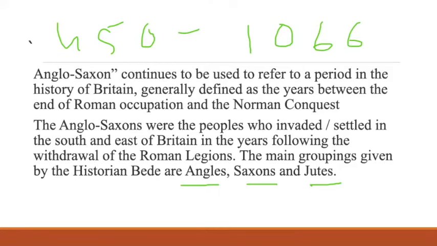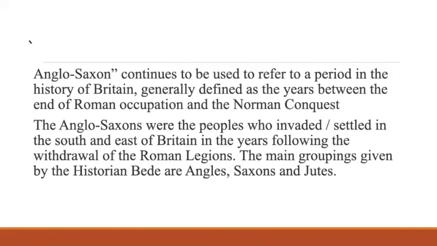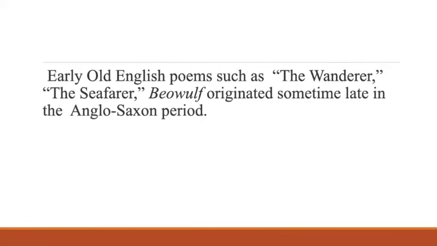These tribes attacked Britain and ruled there till 1066. So the Anglo-Saxon period is also called the Old English period, and the time period is 450 to 1066. What about some literary work? Now, if you see the entire structure of English literature or British literature, we have the Old English period, the Middle English period, and the modern period, which begins from the Renaissance. But I have divided it into many sections, many periods, so that you will have a better understanding.